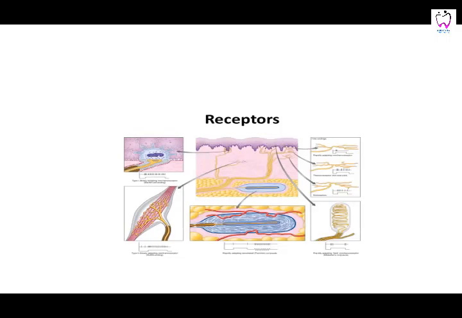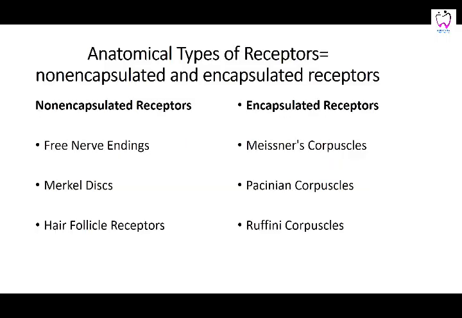So you see, these are the different types of receptors. They can be divided into two types. Some can be encapsulated, that they have a connective tissue capsule around them, and some are non-encapsulated. The non-encapsulated ones are very important as free nerve endings. These are present in the skin, and are very sensitive to touch and pain. Then you have Merkel discs and hair follicle receptors. And then you have the encapsulated ones, which are covered by a connective tissue capsule. These are called Meissner's corpuscles, Pacinian corpuscles, and Ruffini corpuscles.